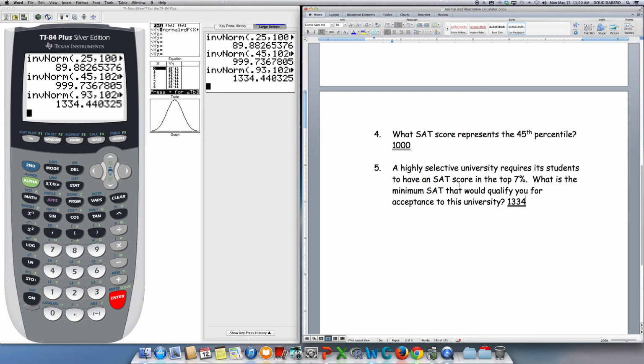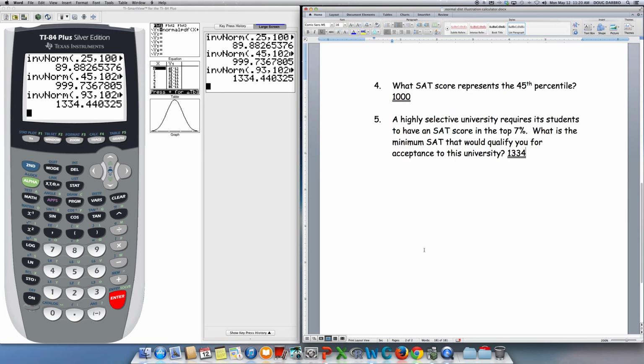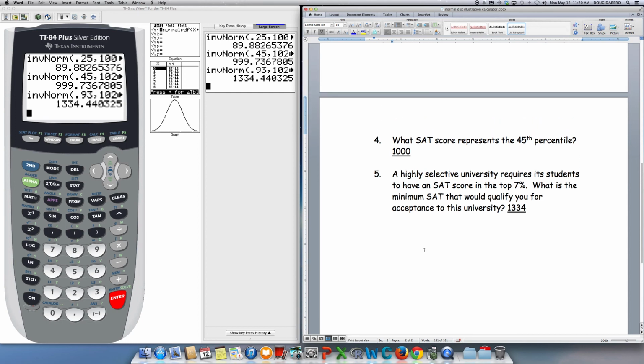So guys, that's all I'm going to do on normal distributions. We'll get into a lot more on normal distributions in the next part when we do central limit theorem and sampling distributions. So have a good one.